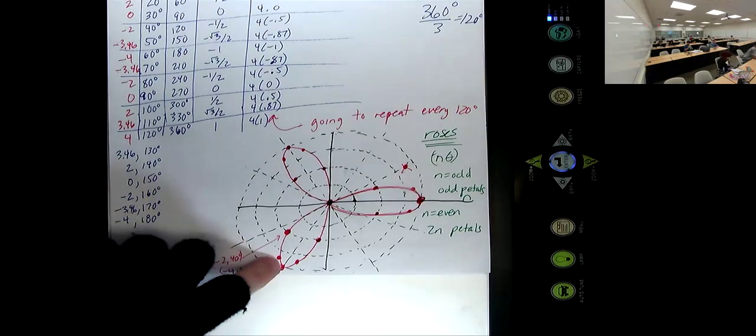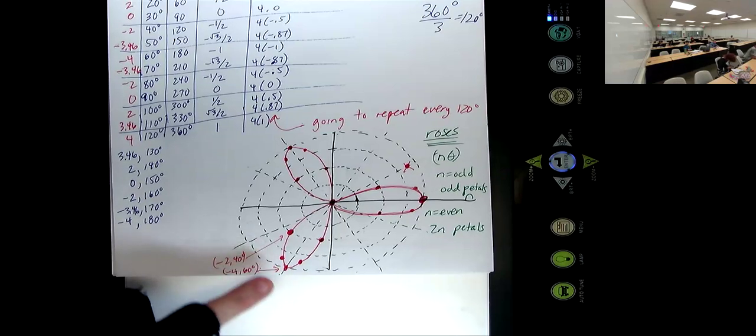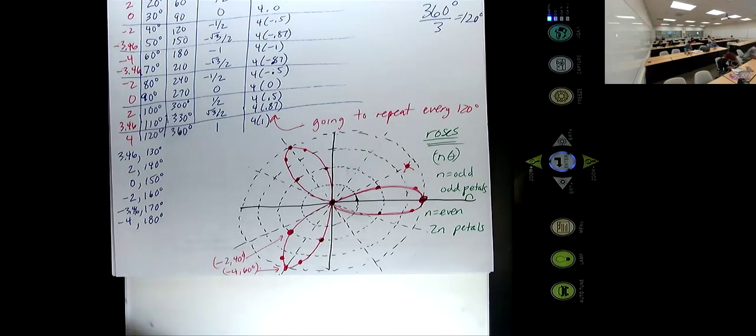Until you get the graph looking, this actually looks pretty good. This is probably the best rose I've ever drawn. The best 3-petal rose I've ever drawn. I'm feeling pretty good about that.